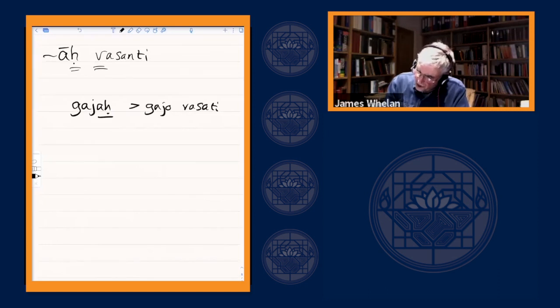But because it's a short a. Where, however, we have the long a, followed by vasanti, all that happens is the visarga drops off. Gaja vasanti. Gaja vasanti. Yes. So where do the elephants, plural, live?